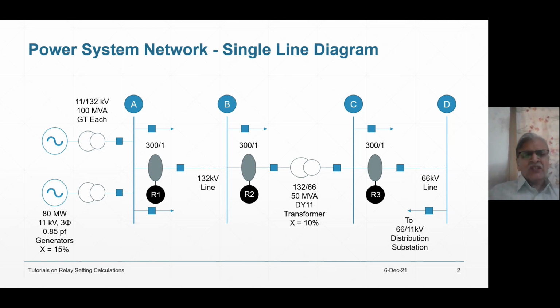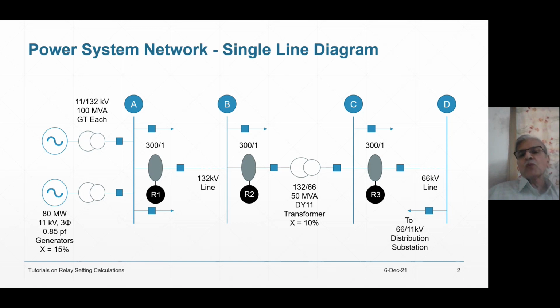So we have two generators, 80 megawatt, 11 kV, 3-phase, 0.85 PF. We have two transformers, 11 by 132 kV, 100 MVA. Then there are many 132 kV lines. One of the lines is having a CT 300/1, across secondary of which there is a relay R1. Obviously, relay R1 is a group of 4 relays, 3 overcurrent relays for RYB and 1 ground relay. Similarly, from bus B onwards, there is relay R2. Once again, 3 overcurrent and 1 earth fault scheme.